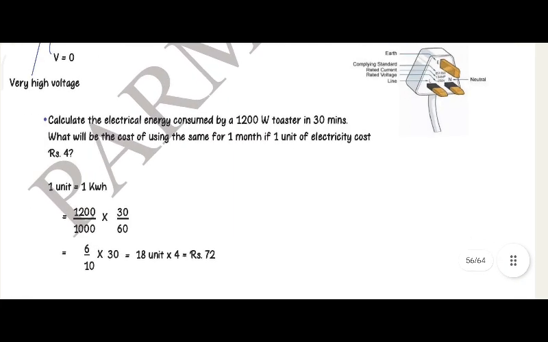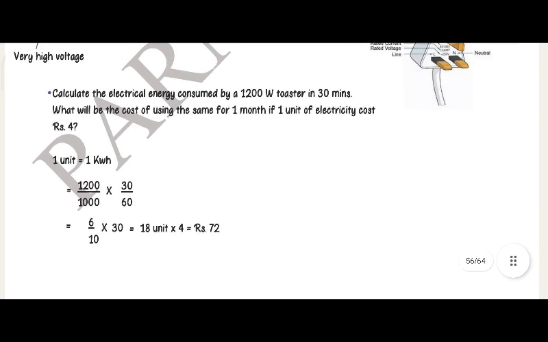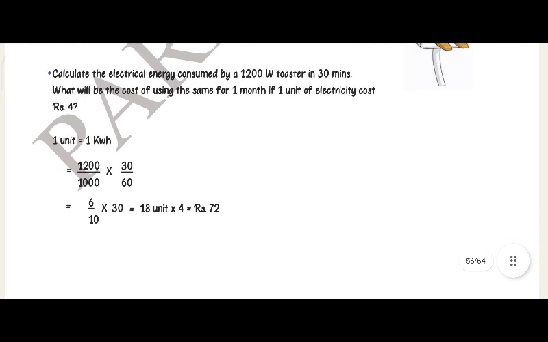Calculate the electrical energy consumed by a 1200-watt roaster in 30 minutes. What will be the cost of using the same for 1 month if 1 unit of electricity costs rupees 4? 1 unit is equal to 1 kilowatt hour, that is 1200 by 1000 into 30 by 60, which is equal to 6 by 10 into 30, equal to 18 units into 4, equal to rupees 72.